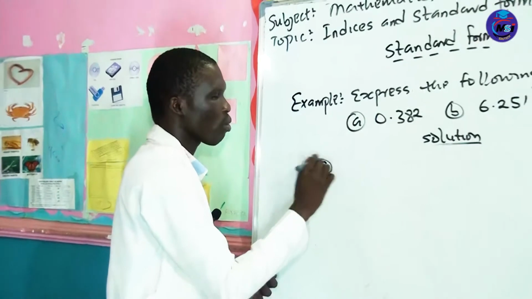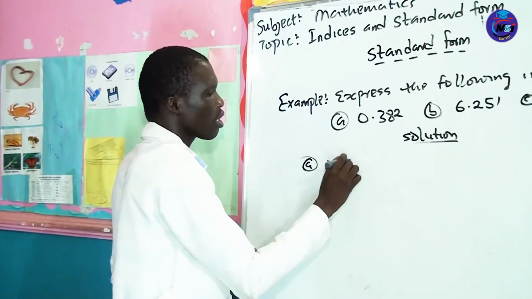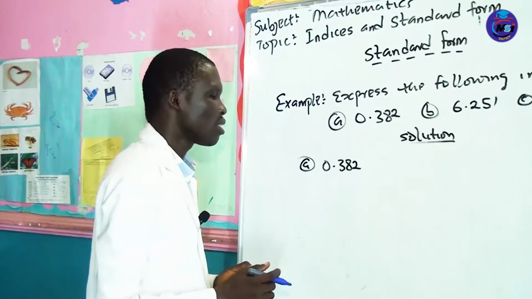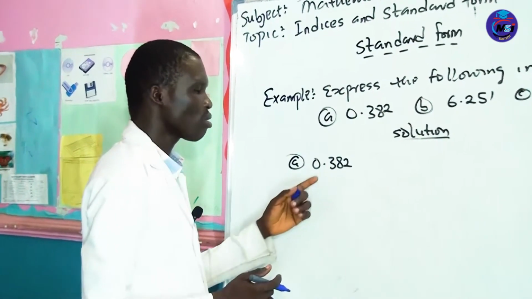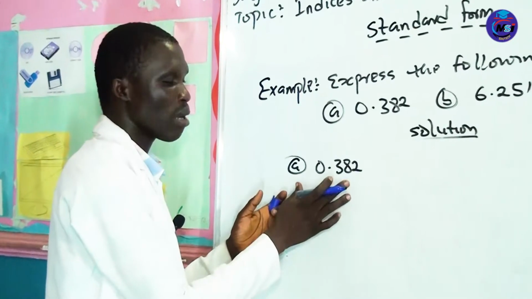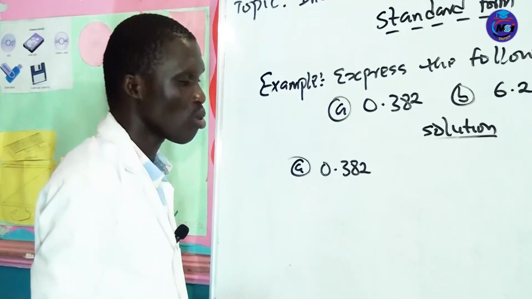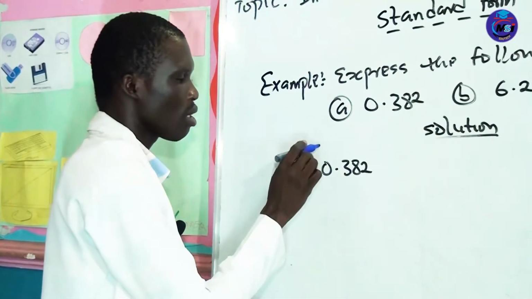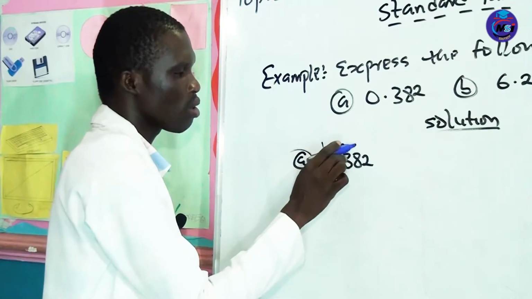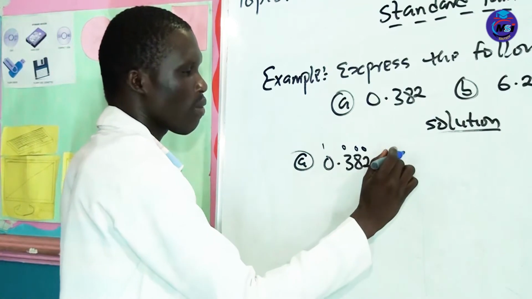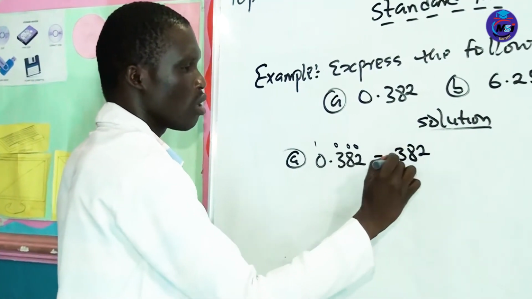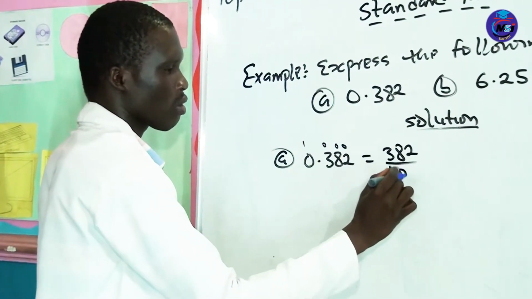Let's start from number 1. We have 0.382. Okay, now what you are going to do here is this. You are going to convert this decimal to a fraction. So how are we going to do that? Pick 1, 0, 0, 0. Pick this value. We are going to have 382 divided by 1000.